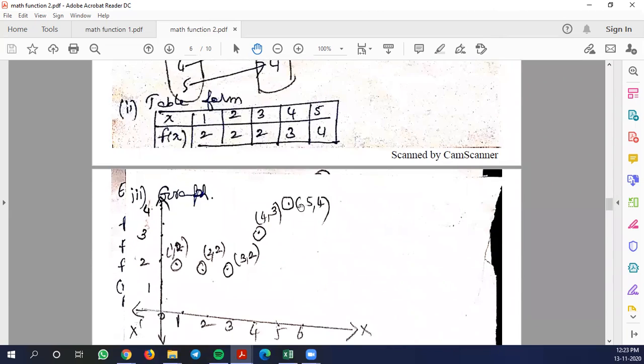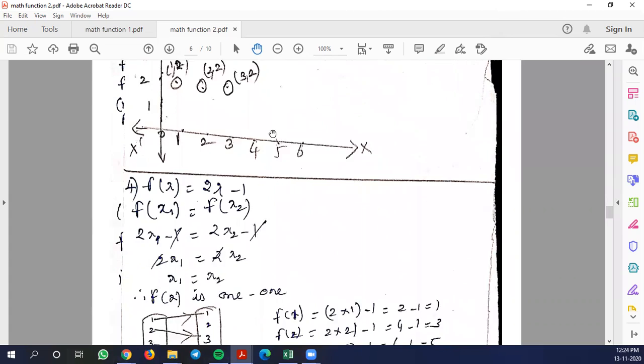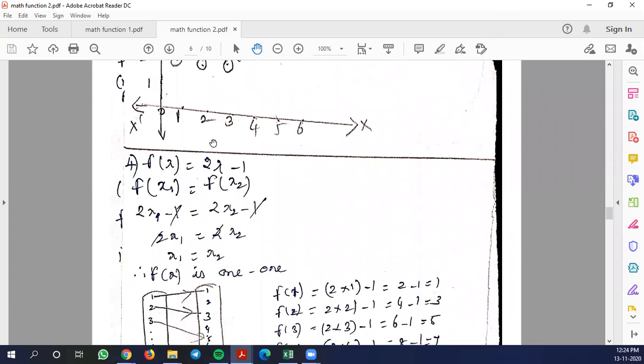So the graph is 1, 2, 3, 4, 5, 6. Here in the x-axis and the y-axis 1, 2, 3, here you have to take 2 centimeters. Okay. Then 1, 2, 2, 2, 3, 2, 4, 3, 5, 4. You know how to plot the points in the graph sheet. The same way you have to draw.